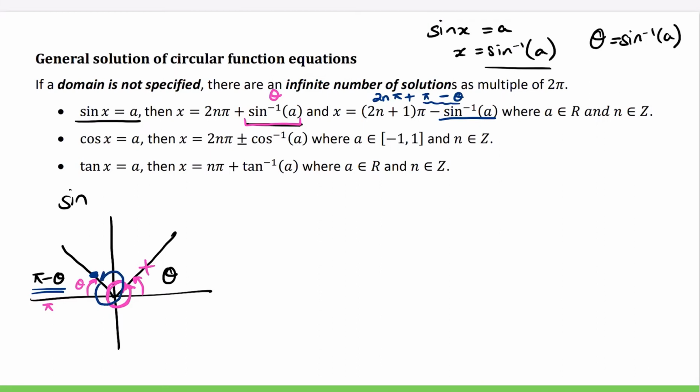So this is to get to my next cycle, and then again and again, however many n's that you want. So that is what these rules read. They are just our basic rules, theta and pi minus theta, and then all we're doing is adding 2 pi to it, however many times that you want. So that's for sine. Cos is very similar.